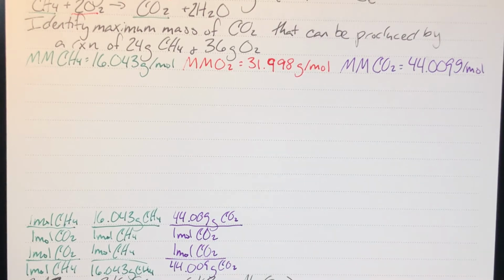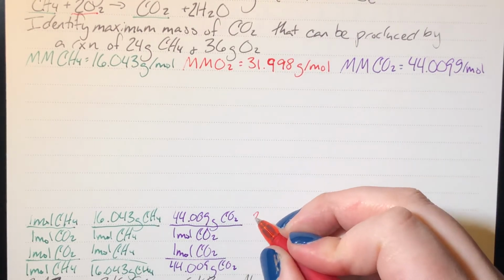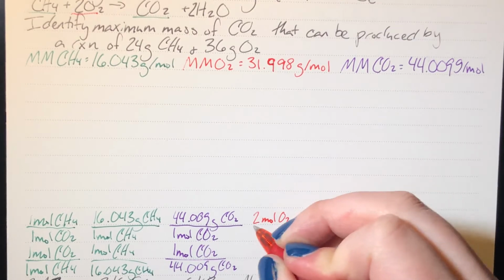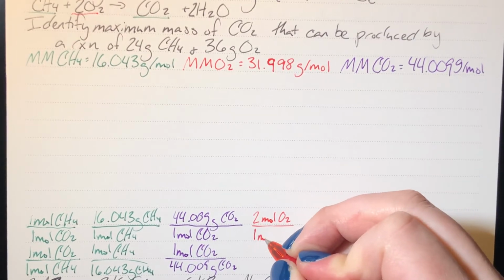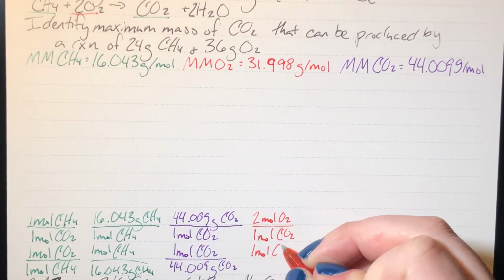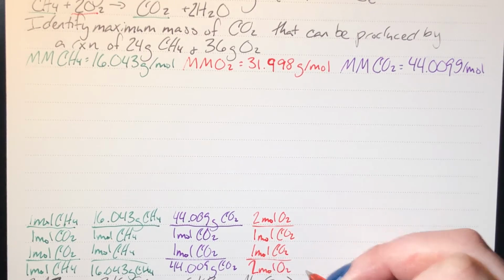Now that I have this, I'll establish the mole-to-mole ratio that I'll need for the oxygen calculation. I see that the coefficient of oxygen is 2, so that means I'll have 2 moles of oxygen for every 1 mole of carbon dioxide. And for every 1 mole of carbon dioxide, I'll have 2 moles of oxygen.